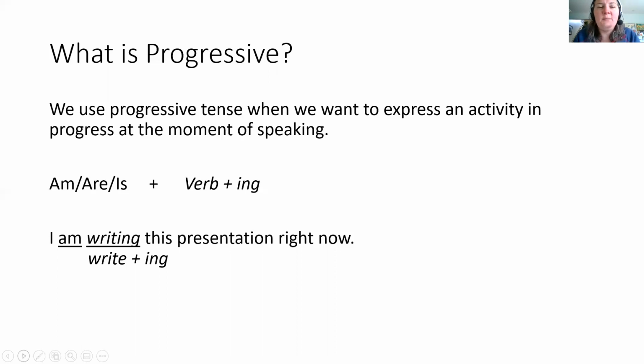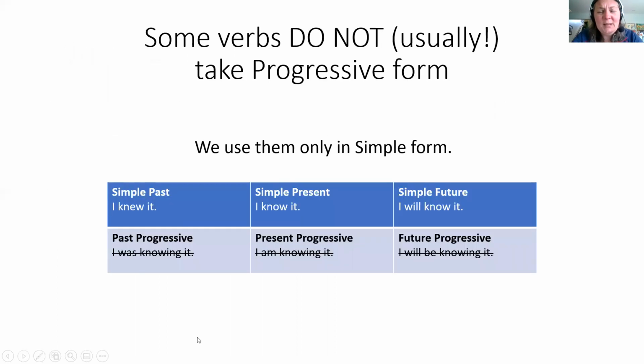But we need to keep this in mind because this is exactly what we cannot do with stative verbs. There aren't many, but the few that we have, we use a lot. So we need to remember those no ing endings. So we use them only in simple form, okay? So for example, we might say simple present in the middle of the chart, I know it. We cannot say I am knowing it right now. That does not make any sense to an English listener, okay?